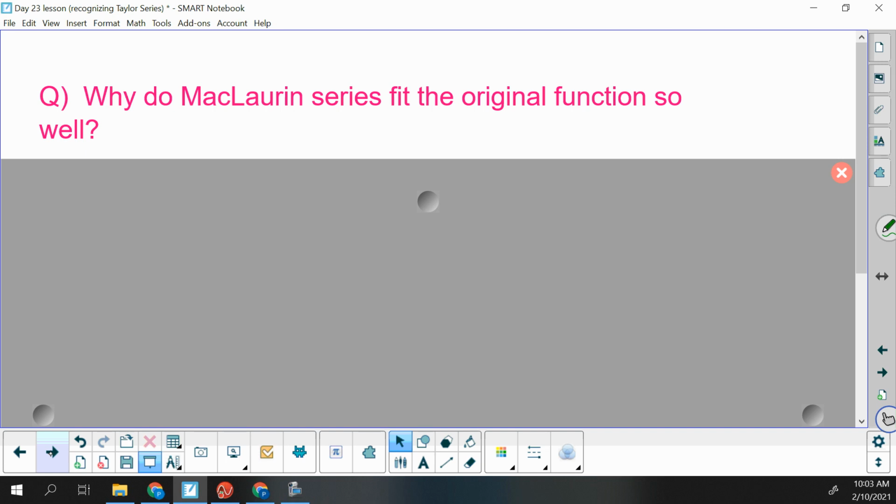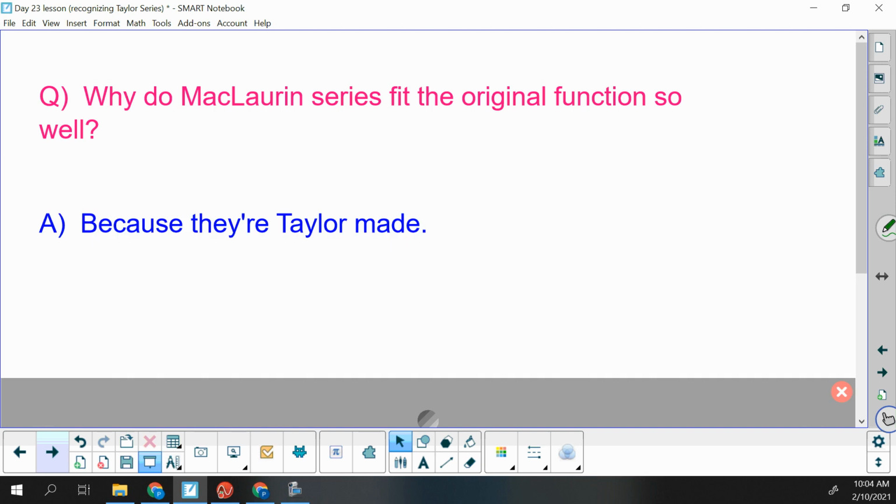So first, a kind of joker riddle. Why do Maclaurin series fit the original function so well? Because they are tailor-made.